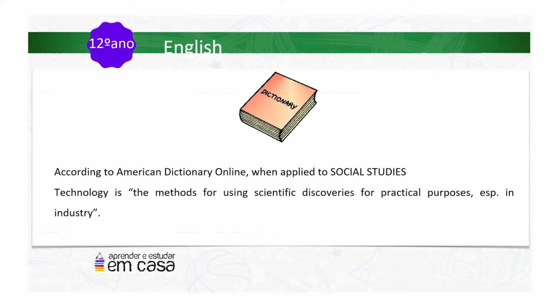Technology, according to this dictionary, an online dictionary, American Dictionary Online, when it applies to social studies, we say it's the methods for using scientific discoveries for practical purposes, especially in industry. So, when we talk about technology, we are thinking about using it for practical purposes. So if we abuse the use of technology, are we being practical? Think about it.